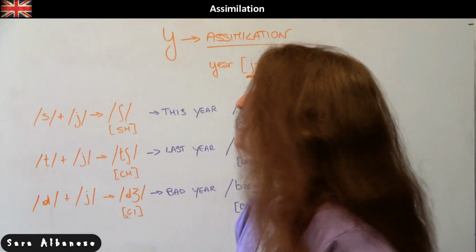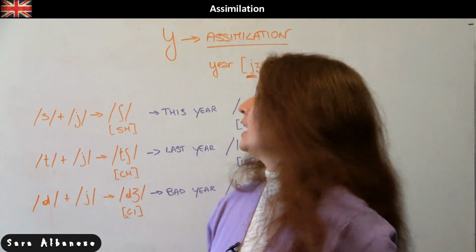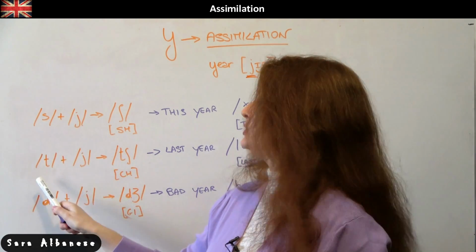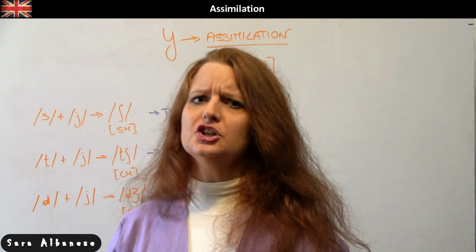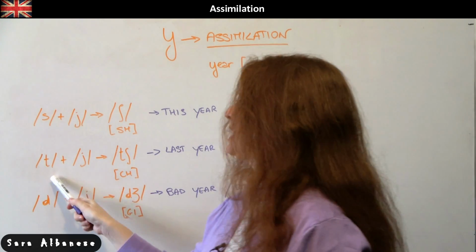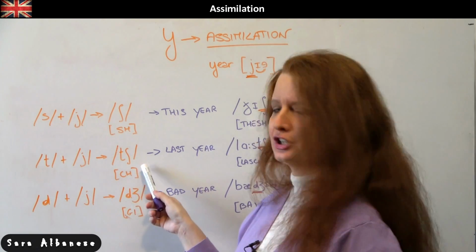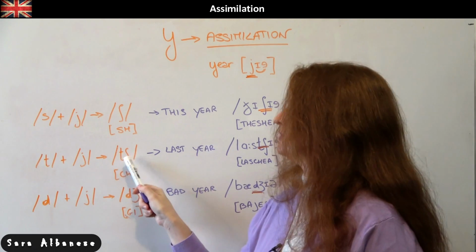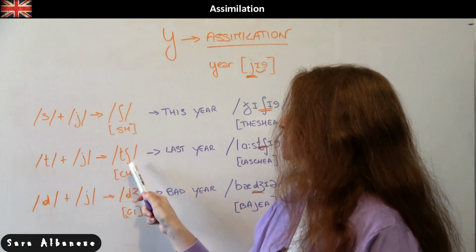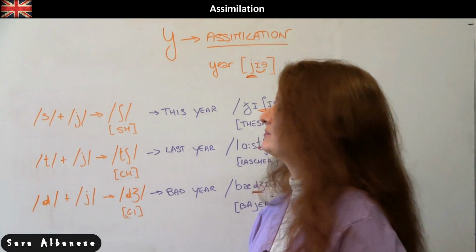I promise. Let's see our case number 2. We don't have an S, but we have a T, and it's a similar situation. You try to pronounce a T and then "year," and the result will be a "ch." This is the symbol, or better, the couple of symbols we use in the International Phonetic Alphabet, and this is the transcription, "ch," like in "children."